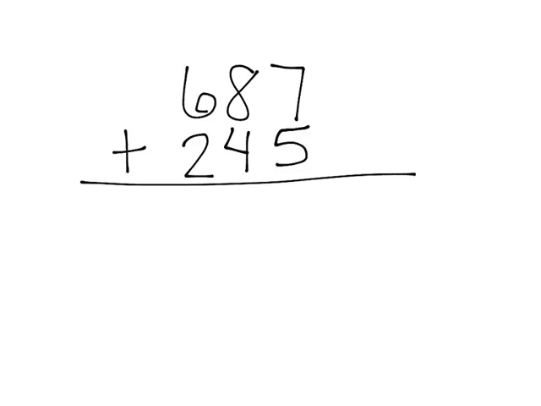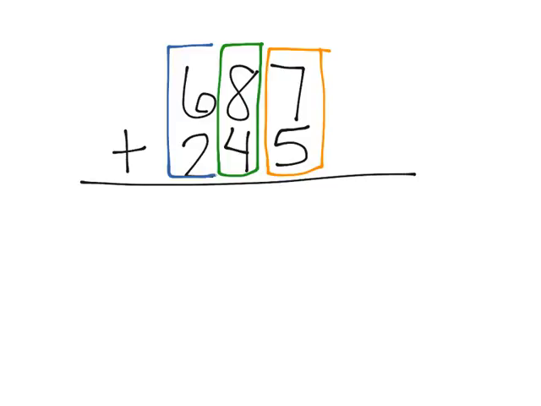Now, one thing I do want to make sure that you're very aware of is the place value of each column of numbers. 7 plus the 5 is the ones. The 80 plus the 40, that's the tens. And the 600 plus the 200, those are the hundreds. Don't mix them up. Write them in their proper places, because if you don't, your answer will not come out correctly. So let's take a look at how we will get our answers.